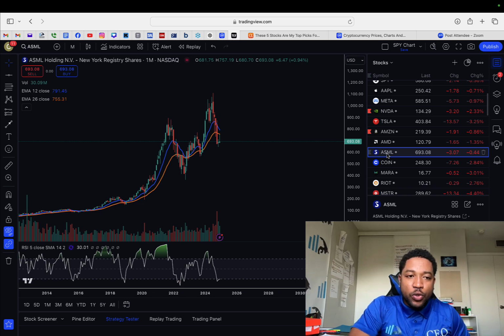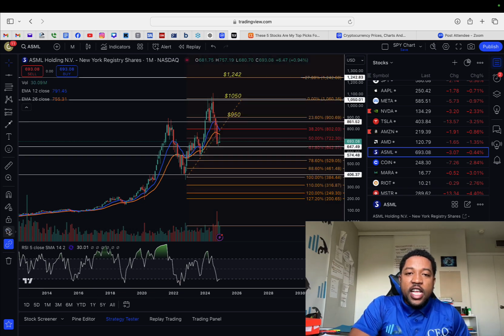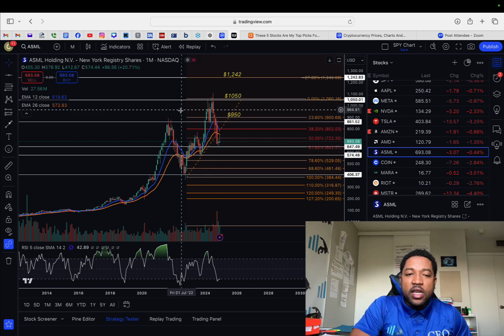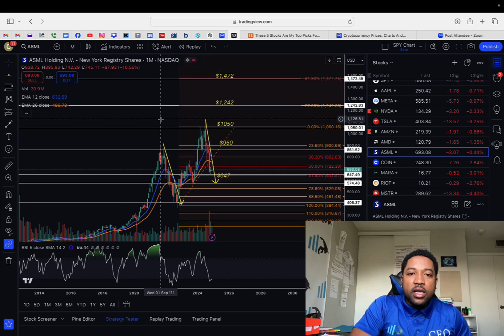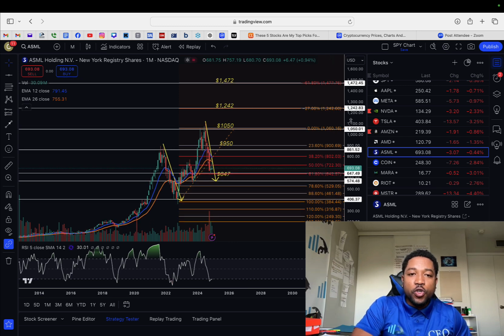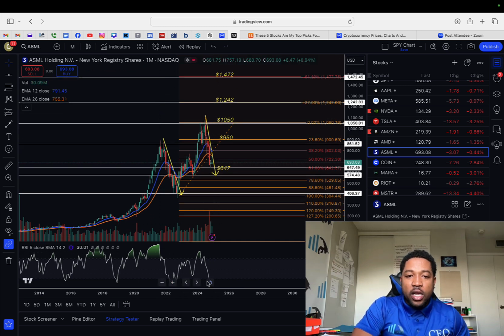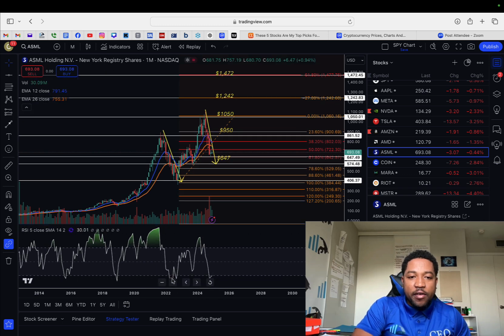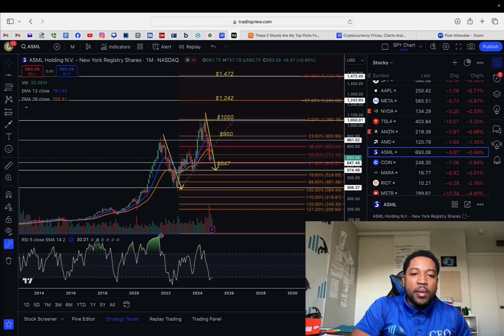ASML has an opportunity right now, right? The thing about this name is we can bounce from here, right around 647, and go to 950, 1050, and 1242 in the future. We're in a perfect buy spot. The RSI is oversold. Whenever price is below this dotted line right here, this is a great time to buy. So ASML is a great buy for me.